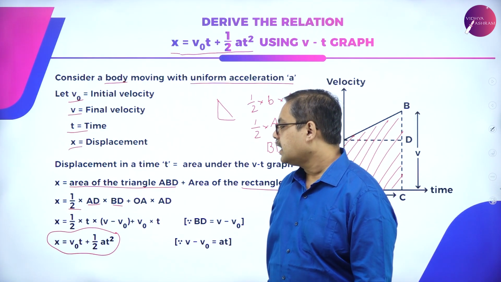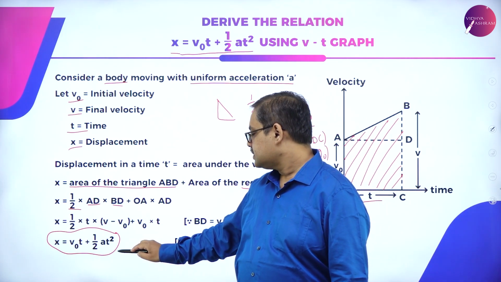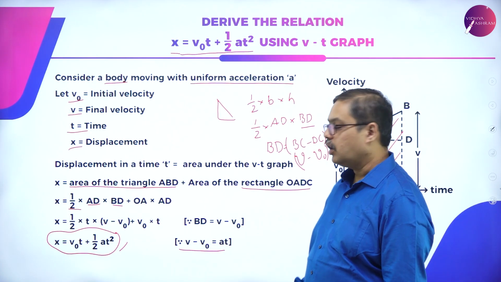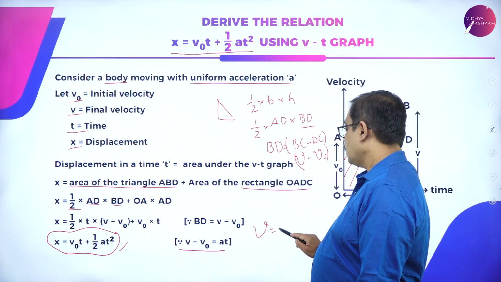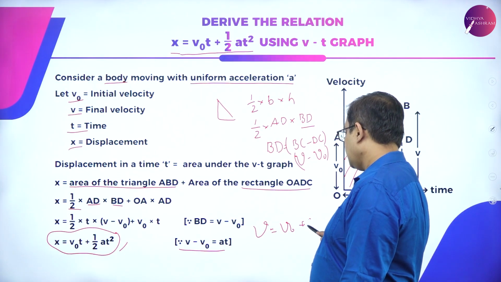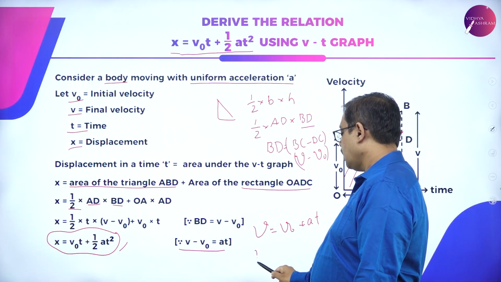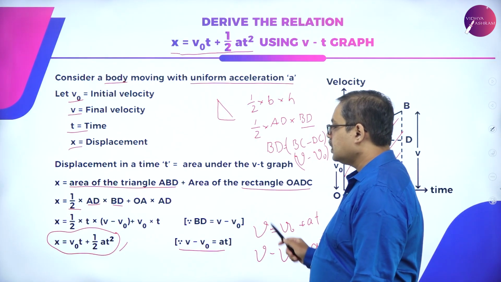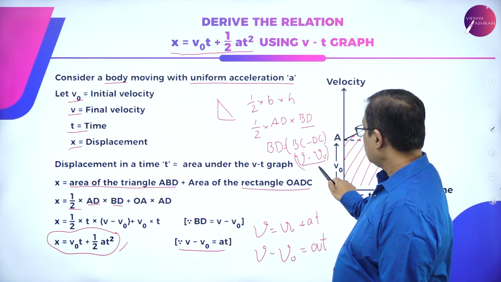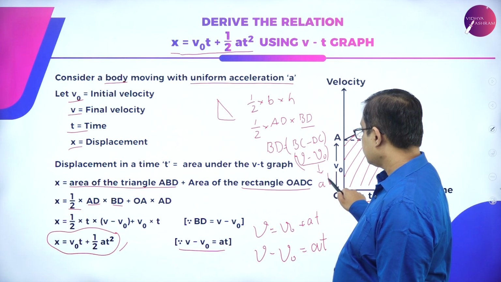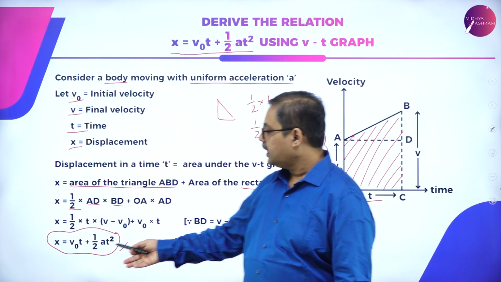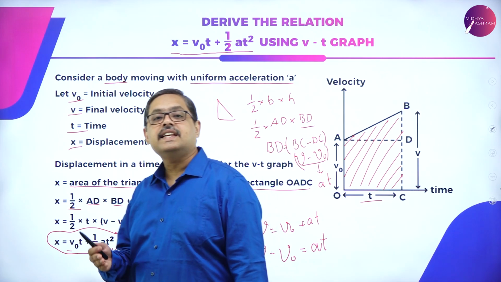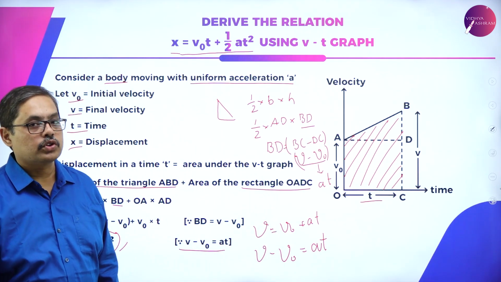What is it that I get? I get the relation like this. What did I do? In place of v minus v naught, I replace it by at. How? In the first equation, v is equal to v naught plus at, or v minus v naught equals at. So the difference v minus v naught can be replaced by at. Once I replace that by at, I get this equation, x is equal to v naught t plus half at square, which is the second equation of motion.